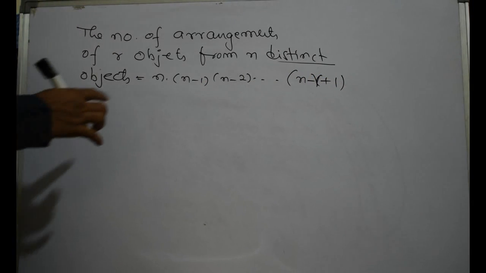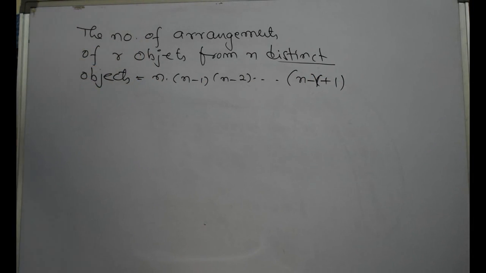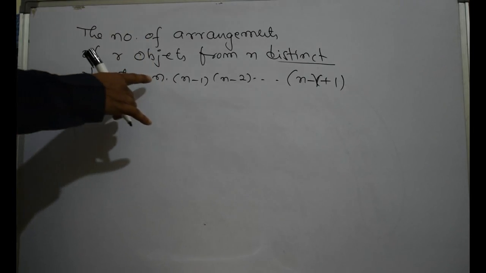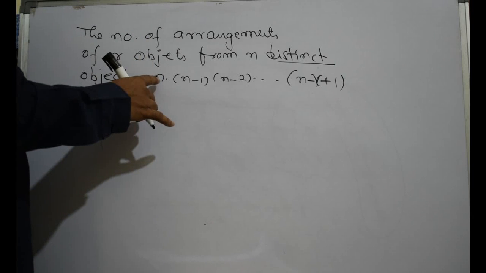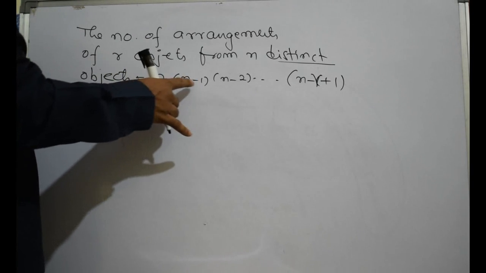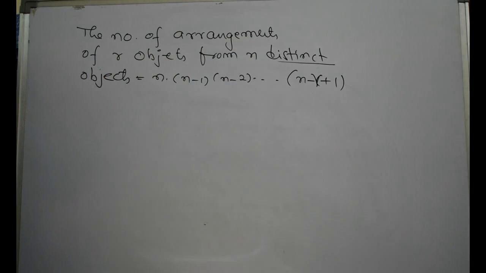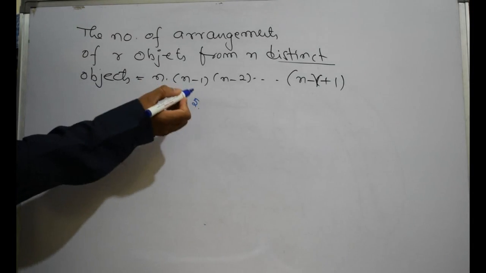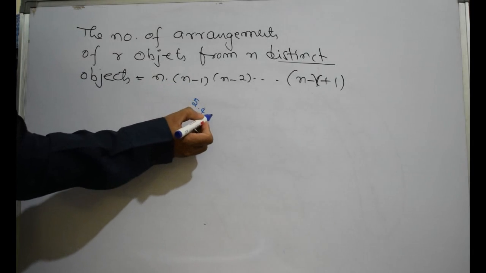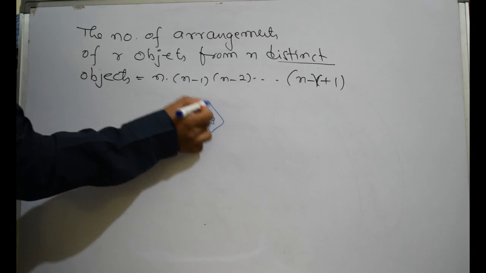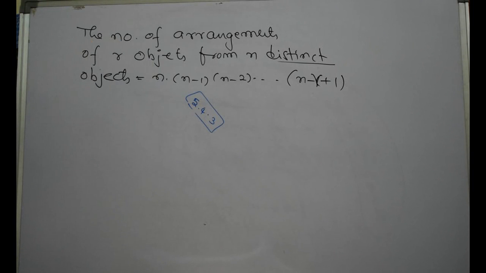Now you see, n is the number of objects, so obviously it's a positive integer. What you are doing is subtracting one, then again subtracting one more, and continuing like that. For example, let us suppose I started with 5 and 3 places. So 5 into 4, one less, into 3. So this is the situation we have.